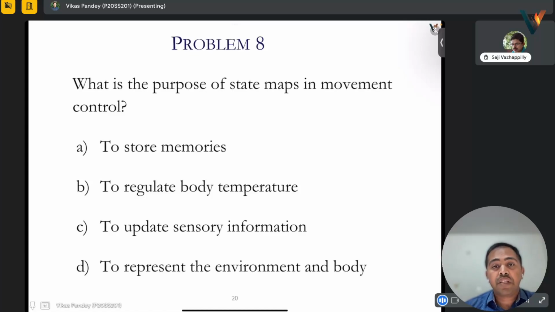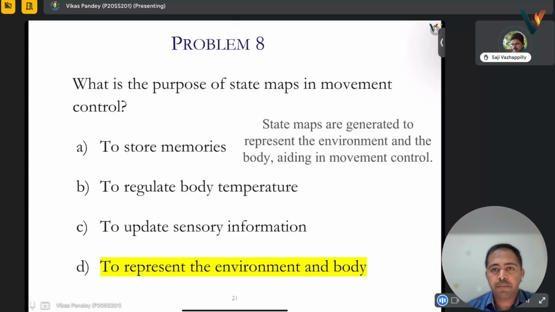What is the purpose of state maps in movement control? It is to store memories, to regulate body temperature, to update sensory information, or to represent the environment and body. I think it is D, no? Maps represent the environment and body. So state maps are generated to represent the environment and body, and then this aids in the movement control.